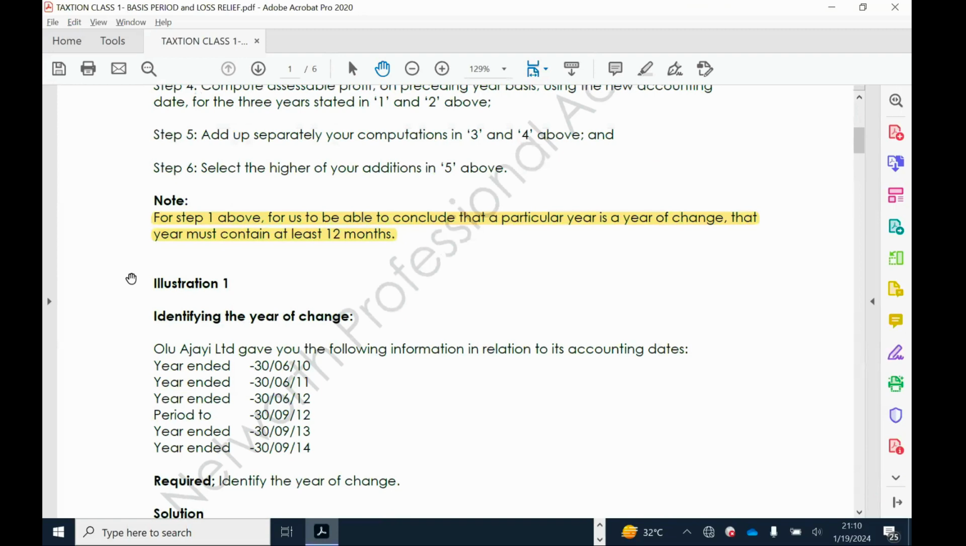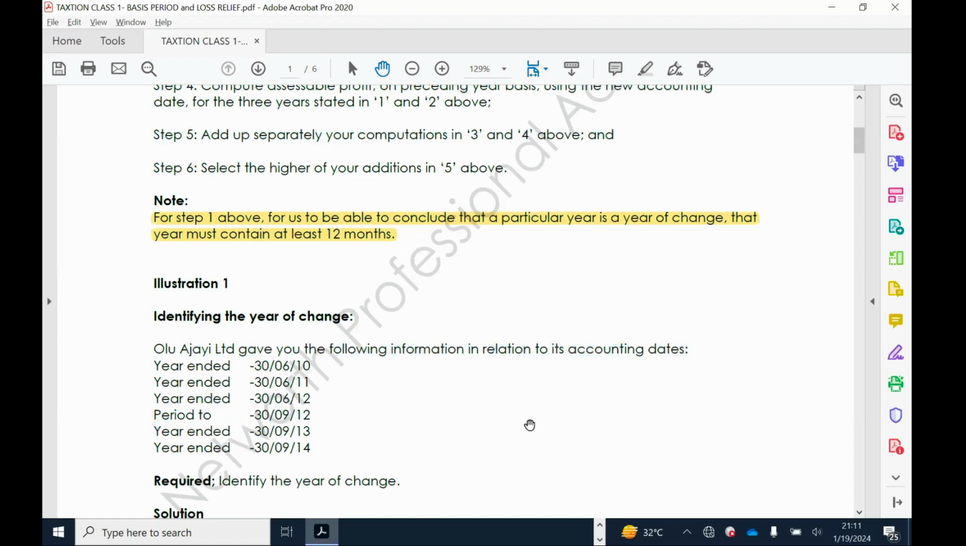Let's look at illustration 1 together. I don't want us to see the solution. For illustration 1, who can read for us? Chidima, please, can you read for us illustration 1? Chidima, please read for us. Is Chidima in the class? Yes. Illustration 1. All right.